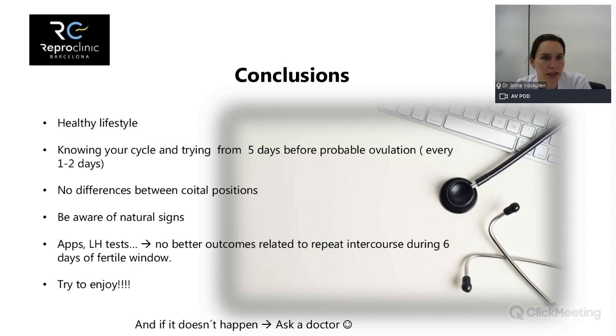Try to do what I said, a little bit of exercise, don't be sedentary. And then knowing your cycle and trying from 5 days before the probable ovulation, and trying every 1 or 2 days. So having sexual intercourse every 1 or 2 days. We do know that there's no differences between coital positions.